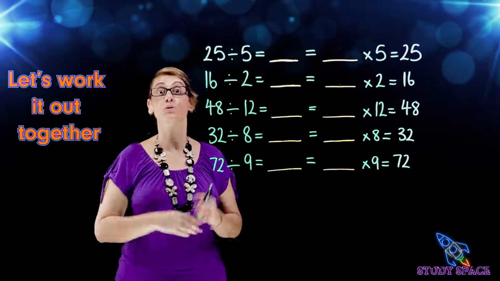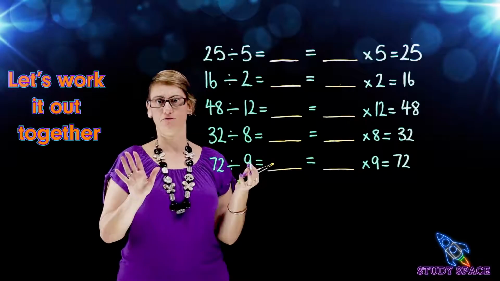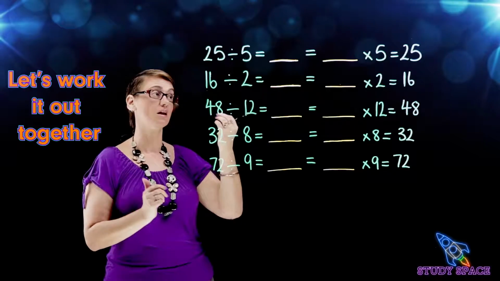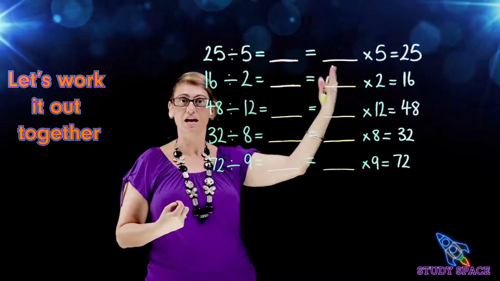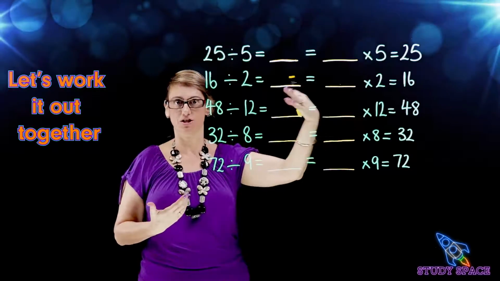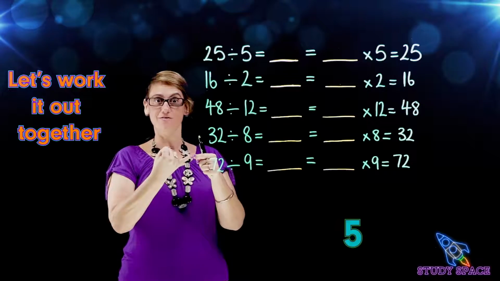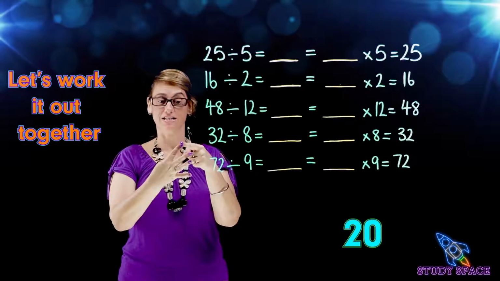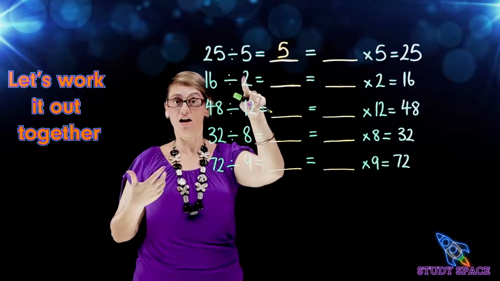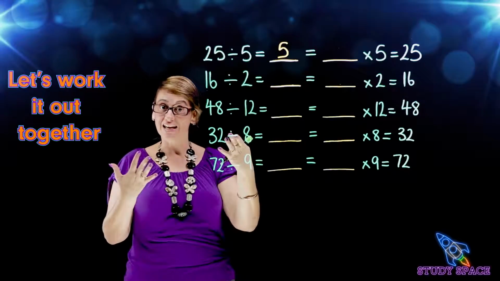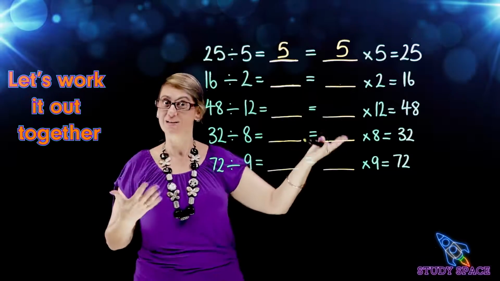Okay, let's work our way through these questions. Okay, so our first one is 25 divided by 5 equals something, which then equals something, so the same answer, times 5 equals 25. So it's just the inverse operation. Okay, so how many 5s are in 25? That's an easy one, we can do that one. 5, 10, 15, 20, 25. So 5. So 25 divided by 5 equals 5, which means that 5 times 5 equals 25.